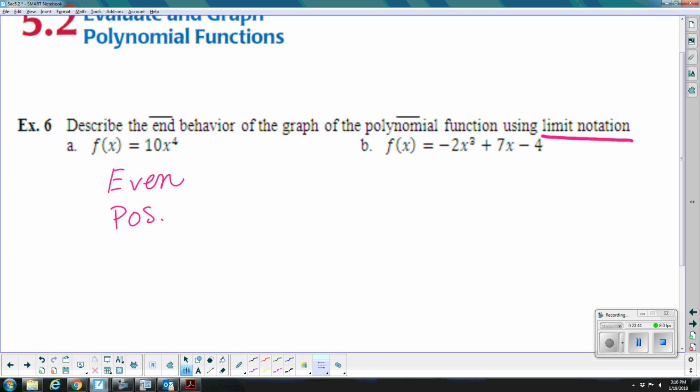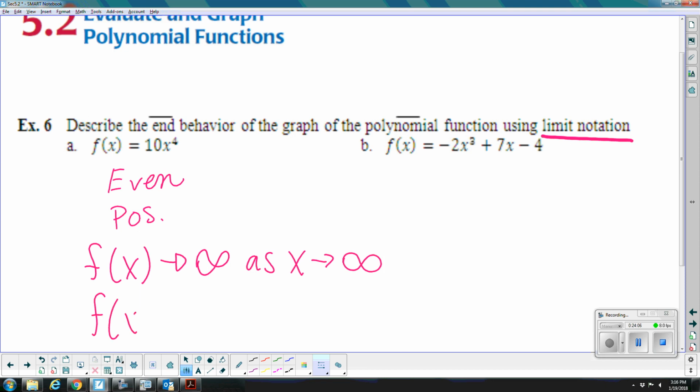So using limit notation, you're going to say f of x approaches infinity as x approaches infinity. And then also f of x approaches infinity, actually you should say positive infinity, as x approaches negative infinity.